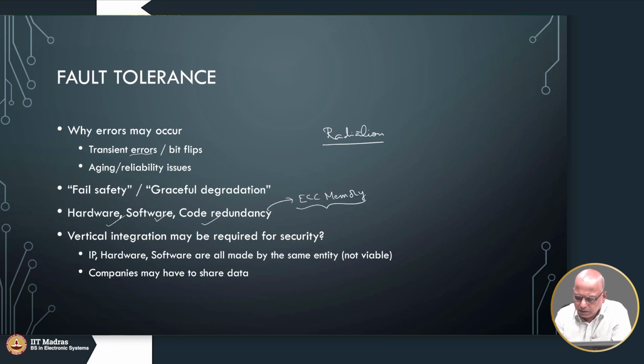We are using parity bits, right? Extra parity bits. Hardware redundancy, an example could be using two processors. In Tesla cars, they use two processors. If one of them fails, the other is available. Similarly, you can use some redundancy in software. So you can use two different algorithms to calculate something.